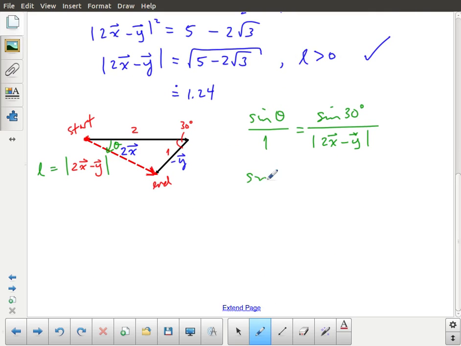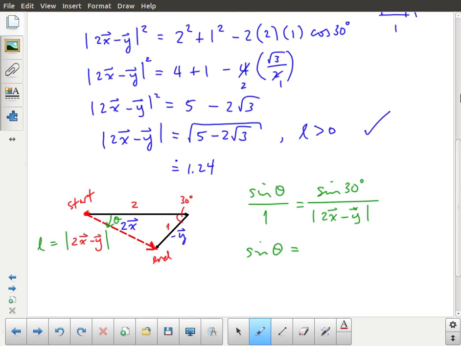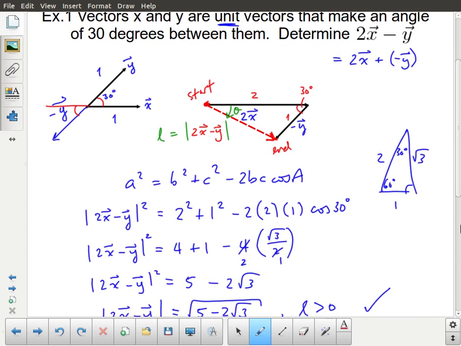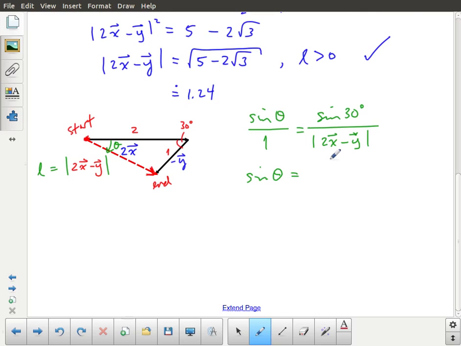So we end up with the sine of theta is equal to, and I just cross multiply that 1 up there. So I end up with the sine of 30, which we can get from our special triangle again. Sine of 30, thankfully, is nice and easy. That's just a half, so that's 1 over 2, all divided by the length of this, which is the square root of 5 minus 2 root 3, and that's not particularly nice.